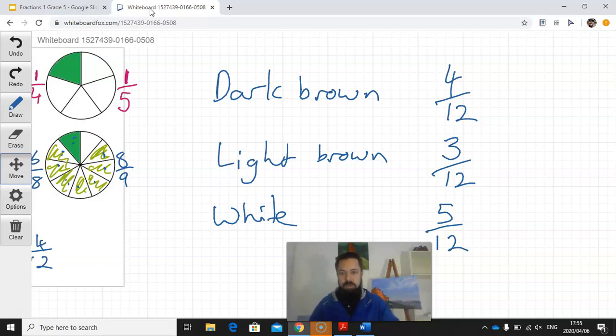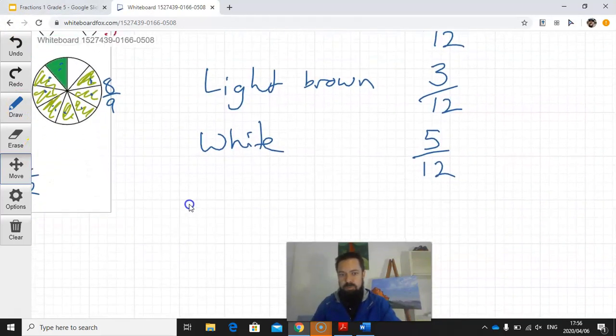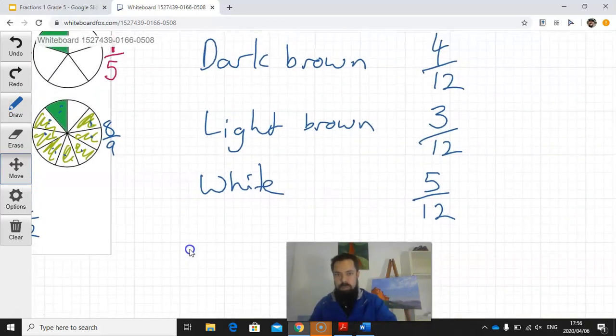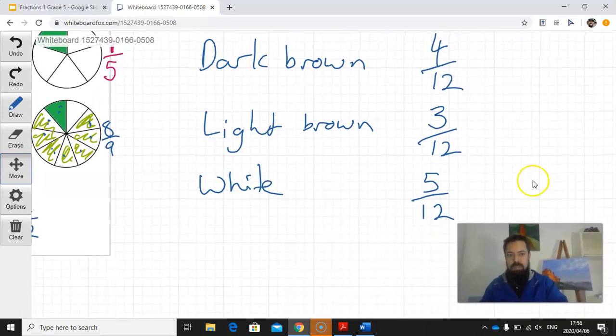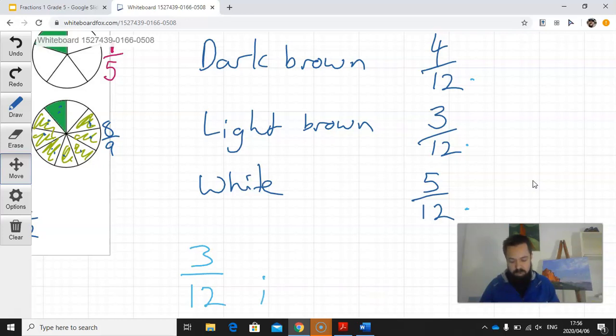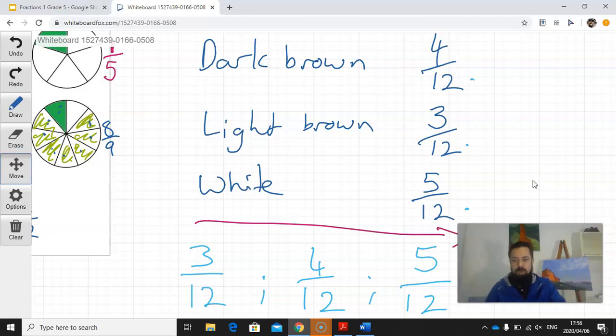All right, so if I'd asked you to organize these fractions from smallest to biggest, we can still see them. And this is a prelude to tomorrow's lesson, something that we're going to look at with equivalent fractions. If I'd asked you to put these in order from smallest to biggest, we would say, okay, well, we can see our denominators are all the same. It's sort of like asking which has the least and then up to which has the most. So we would then say, well, 3 over 12 is the smallest. Next smallest is 4 over 12. And the biggest is 5 over 12.